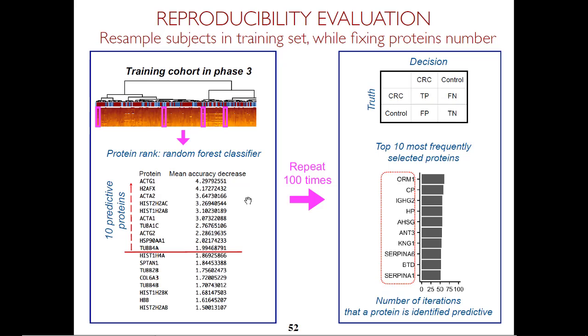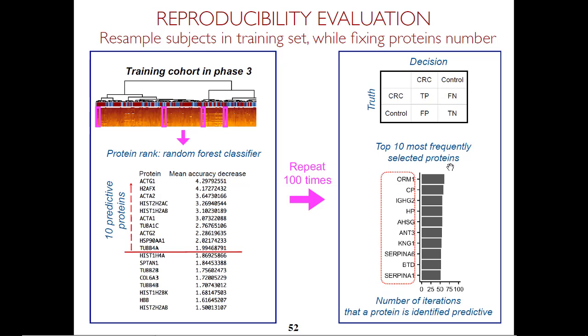And then we will do it over and over again, 100 times. Then we will see what is the average accuracy, and we will also see, across these 100 iterations, the frequency with which each protein was selected in this top 10 list. So ideally, we want to have some proteins with very high values and other proteins with very low values, right?